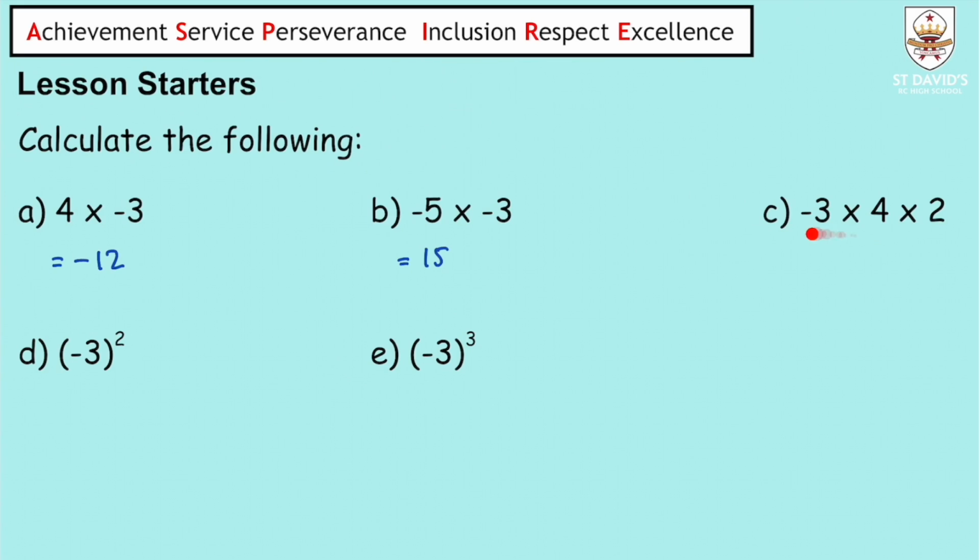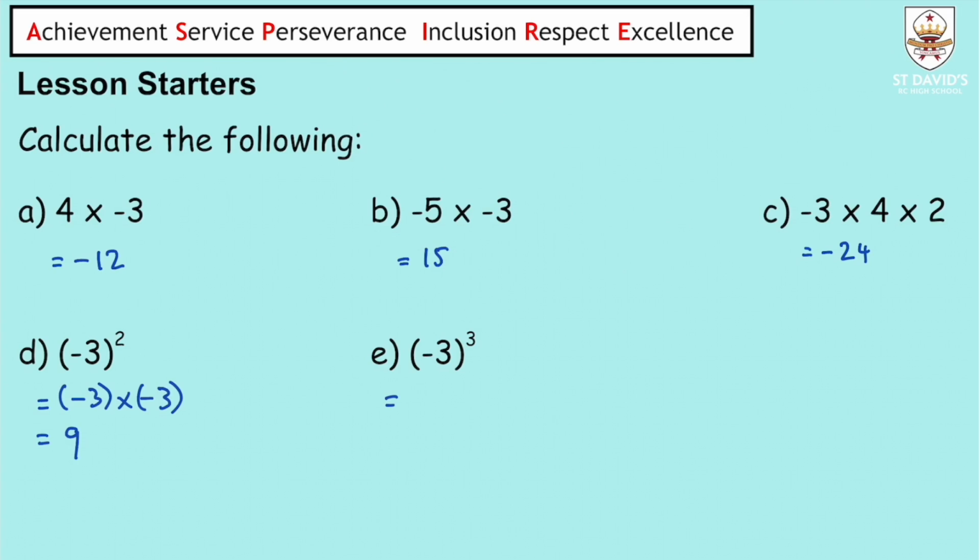For question C, we're multiplying a positive and a negative number first. That will give us negative 12. And then you're multiplying negative 12 by 2, which gives you negative 24. For question D, when you're squaring a negative number, remember that it's the same as negative 3 times by negative 3. This gives us positive 9.